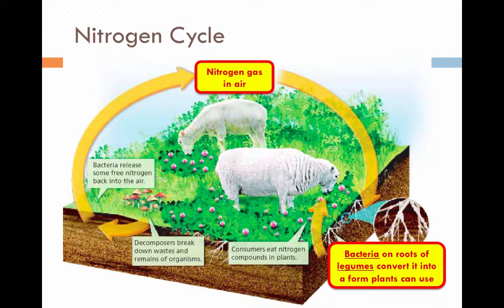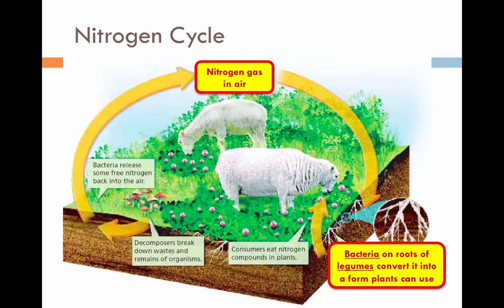Nitrogen gas goes into the soil, and there are bacteria living on the roots of legumes which convert it into a form that plants can use. Legumes are just a type of plant. I think they're like clover or pea plants. And the bacteria that live on their roots take that nitrogen gas that's normally unusable and convert it into a form that the plants can actually use. It's actually called fixing the nitrogen. They fix the nitrogen into a form that plants can use.